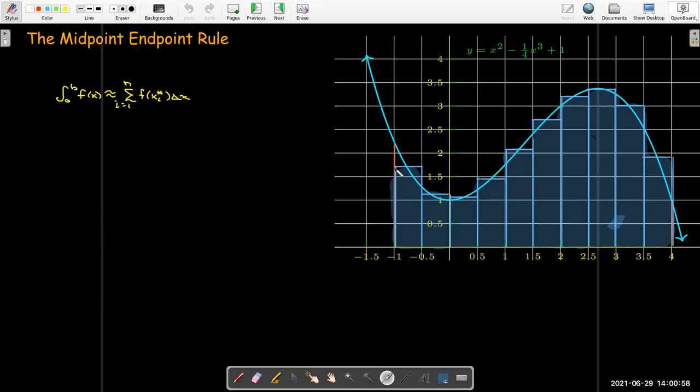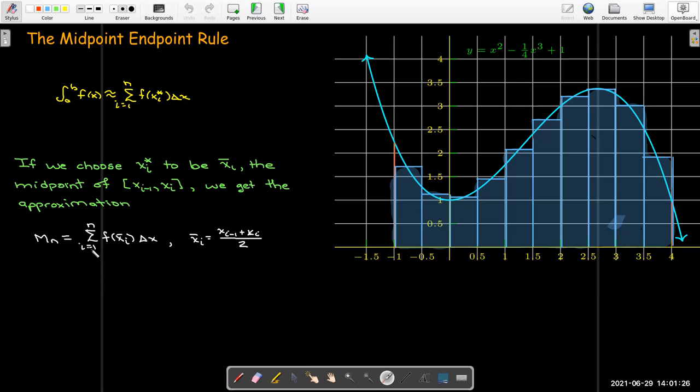Well, instead of choosing the left endpoint or the right endpoint, let's go literally in the middle. And immediately you can see by choosing in the middle, whether the function is increasing or decreasing, we have part of the rectangle outside the curve and we're missing a part. And so we would expect that those would compensate for each other and we would get a better result.